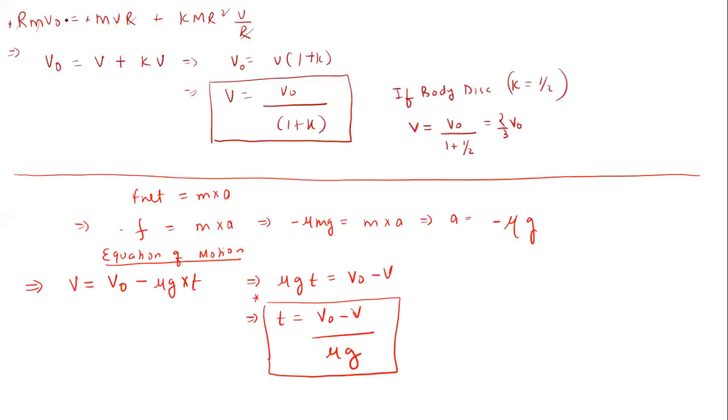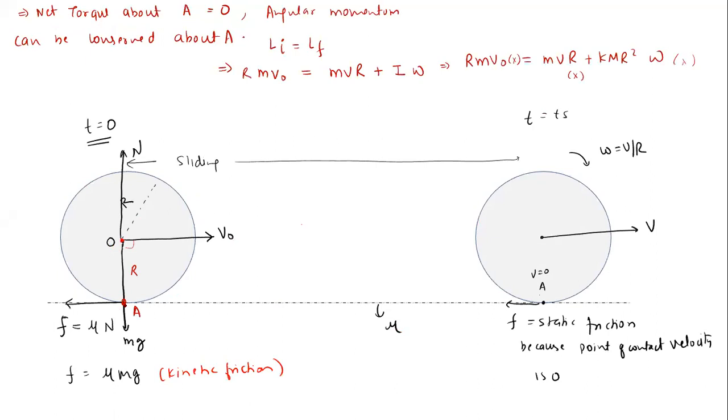Torque by friction will be equal to how much? F into R. Am I correct? See, the radius vector R is the radius of the body, and F is acting on this side. So the value of the torque by the friction force will be R cross F. Okay, R cross F. Now direction will be what?